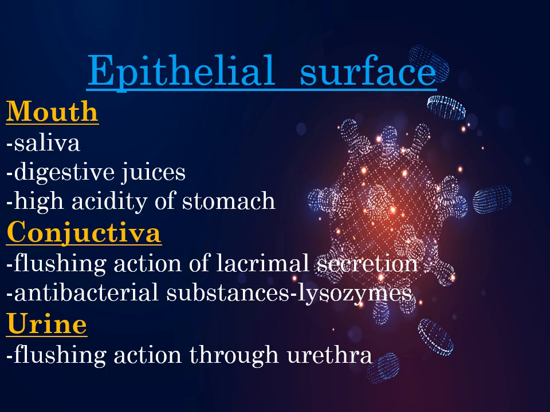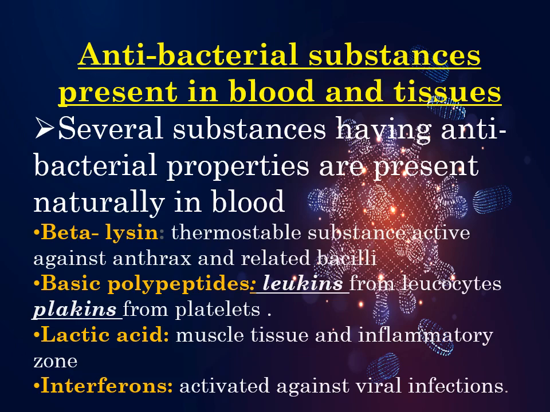In conjunctiva, it shows flushing action of lacrimal secretion, and it also shows antibacterial substances like lysozymes, which kill the harmful microbes infecting our eyes. In urine, the flushing action is through the urethra, and the microbes and pathogens are themselves killed due to the high acidity of the urine. Then here we have antibacterial substances present in blood and tissue.